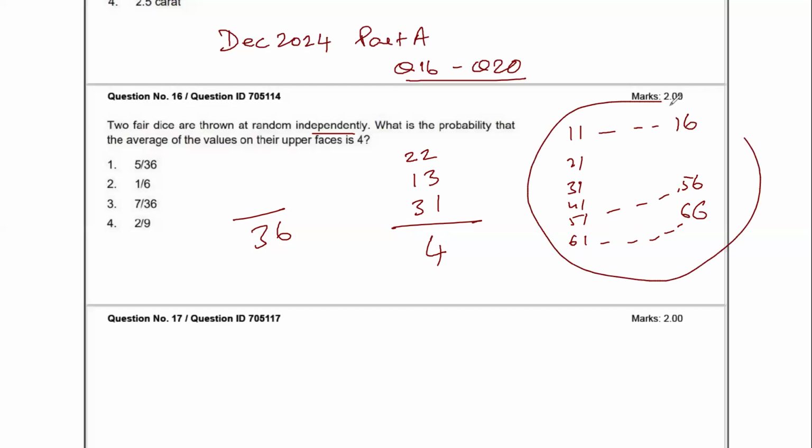So these are 36 outcomes. Out of them, the ones that give you a sum of 4 are 2,2, 1,3, 3,1. And that's it. I don't think there are any others. So 3 out of 36.